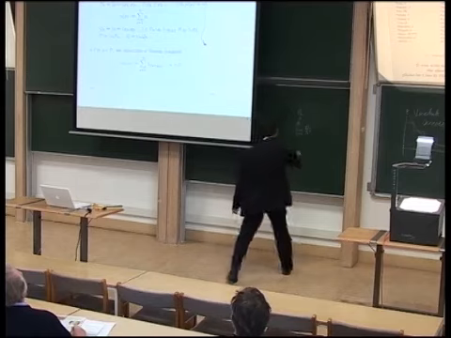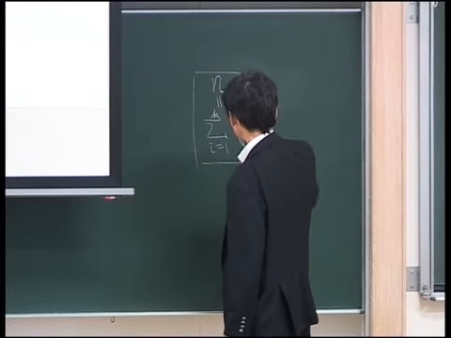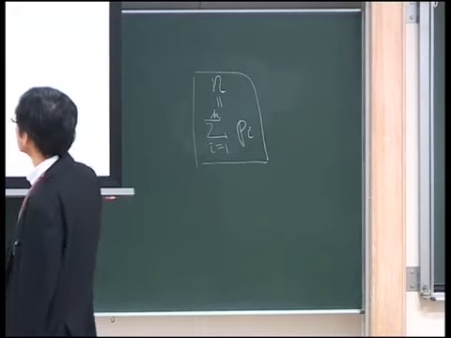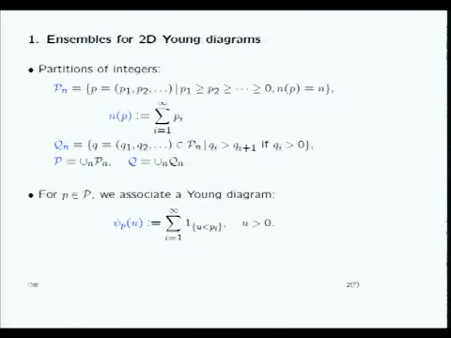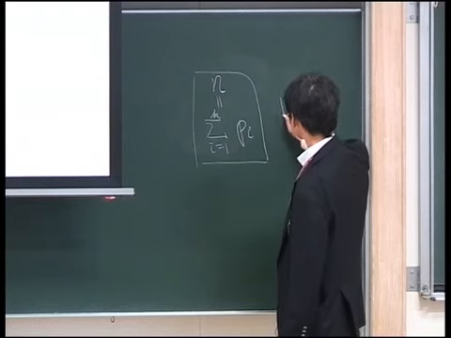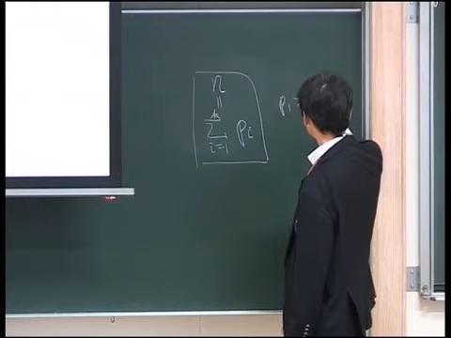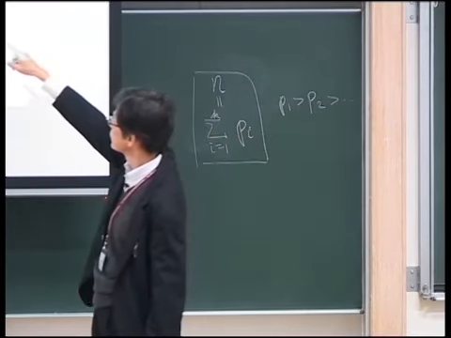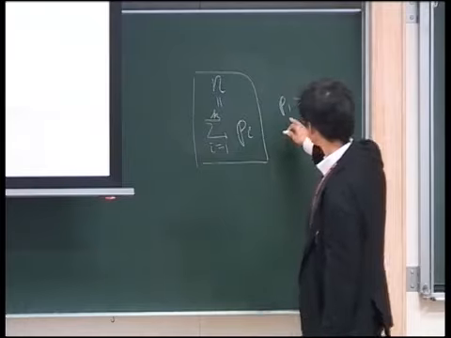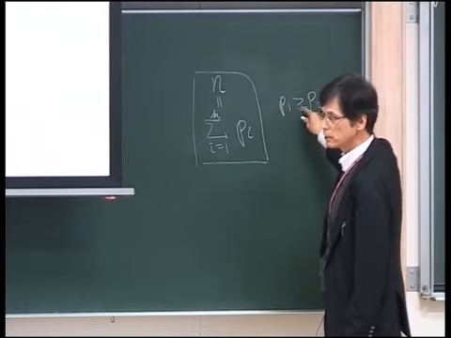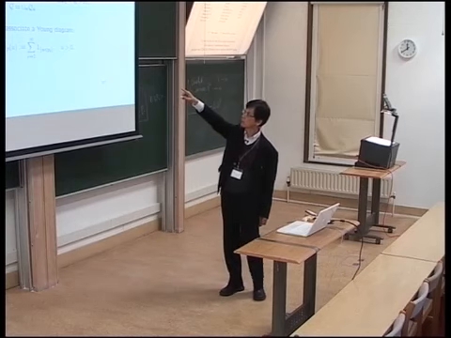So for each partition of n, script Pn is the set of all partitions of n. And Qn is also the set of partitions of n, but I assume the p_i are all different. So p1 is strictly bigger than p2 and so on. So we give the constraint that these are not equal. In that case, we call such a partition Qn.